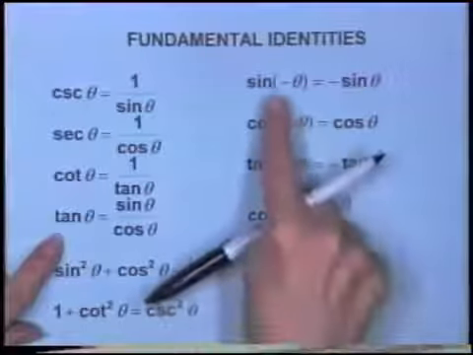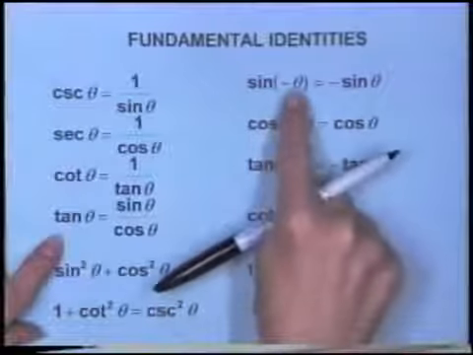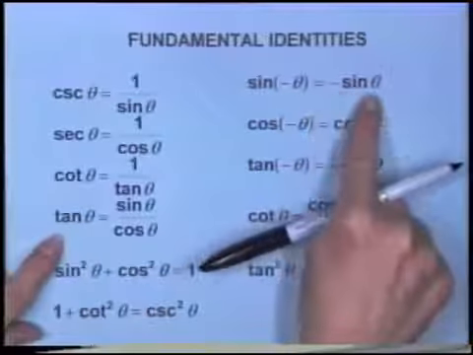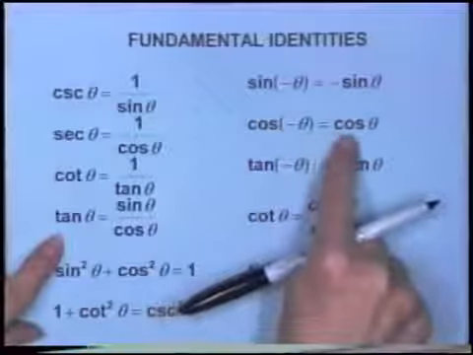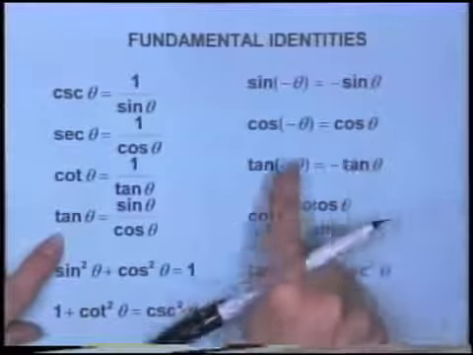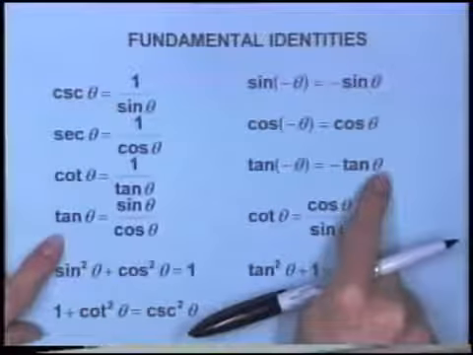Then notice in this upper corner we have our negative angle identities. Sine of negative theta equals minus the sine of theta. The cosine of negative theta is equal to just cosine theta. And the tangent of negative theta equals minus the tangent of theta.